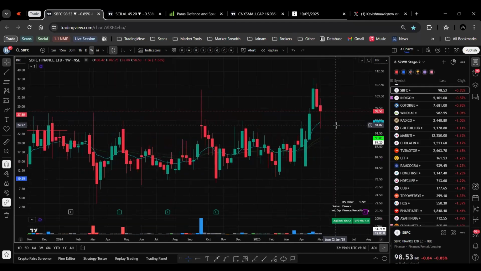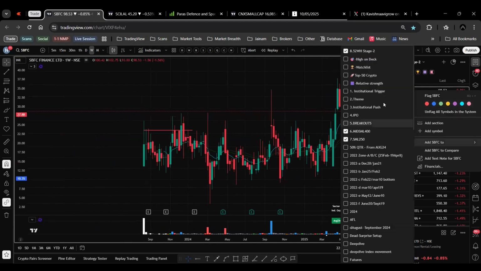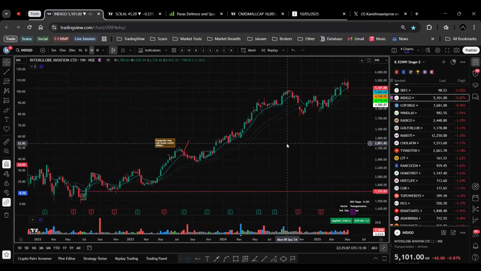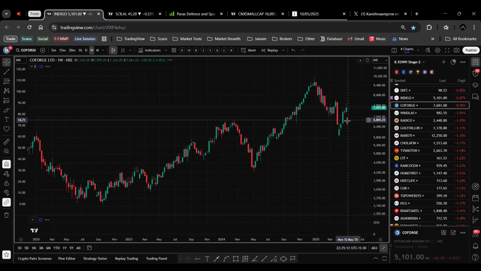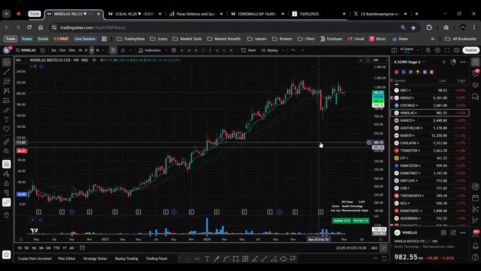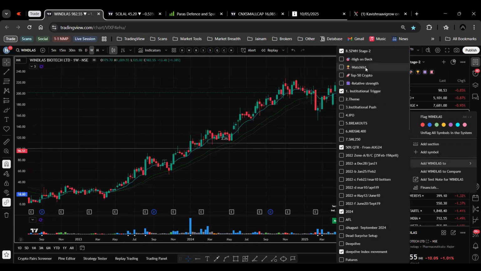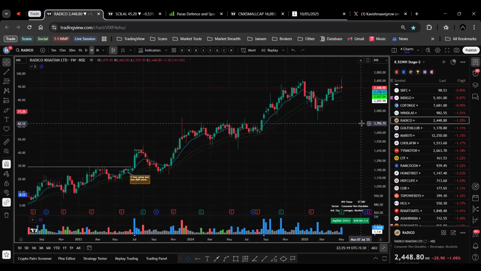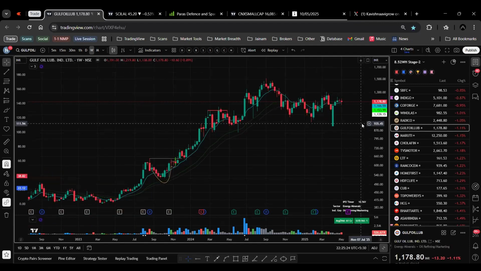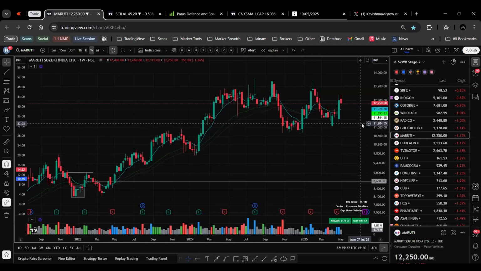Again, comes from the banking. We can keep it in the watch list. Indigo, no. I want to see some power on the right side. No power. Coforge, no. We can keep it in the watch list. And see, at this point, you just need a good base. I have shown you what a good base looks like. That is what you want right now.